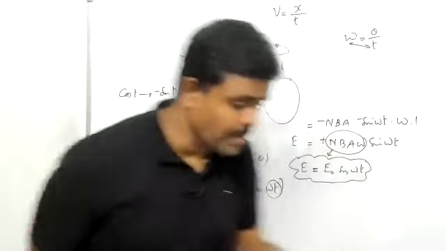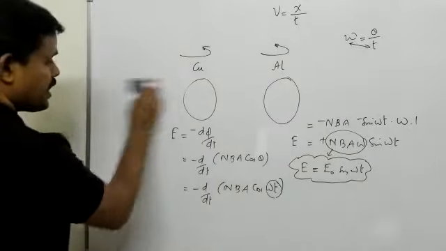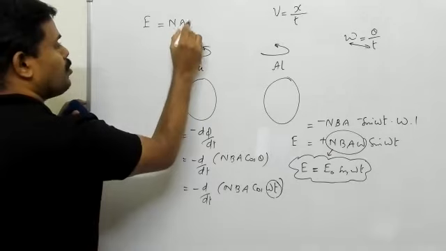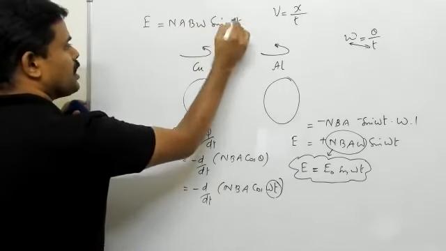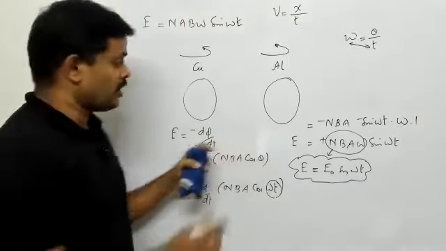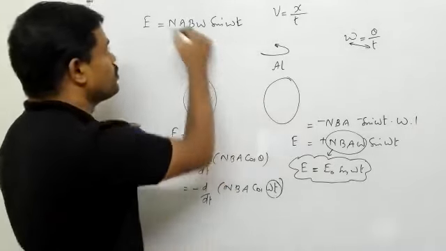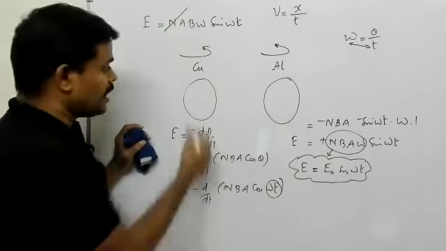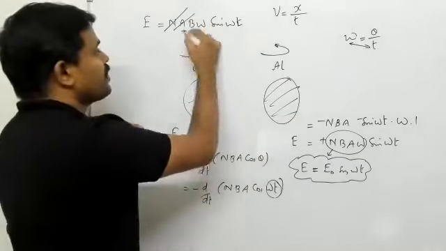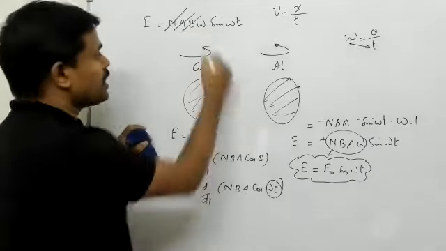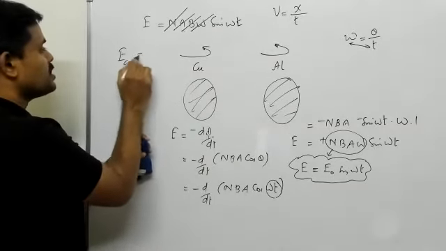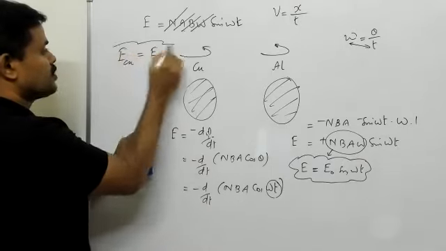And in the question, they ask you to compare the EMFs in both cases. In the case of copper and aluminum, what is EMF? EMF is NAB omega sine omega t. Look at this. Both the coils are identical, two identical loops. So if this has one loop, this also has one loop. So number of turns is same for both. Area identical, same, area is gone. Rotated in same magnetic field, B is gone. Rotated with the same angular velocity, omega is also gone, which means E copper will be same as E aluminum. So that is the first part.